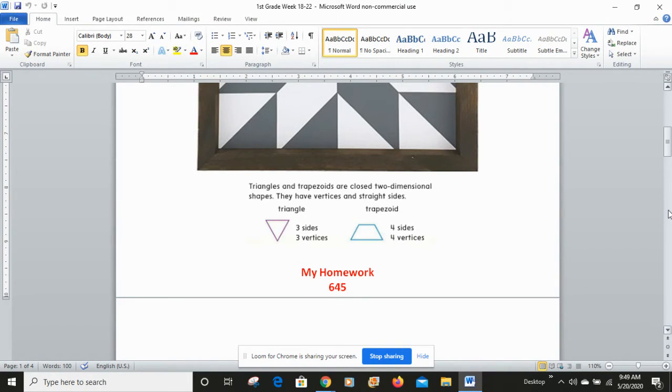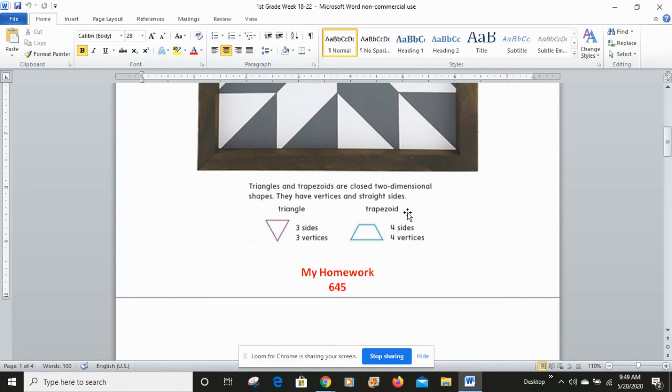Both are closed 2-dimensional shapes. They have vertices and straight sides. Now on the squares and rectangles, we said that those had 4 sides and 4 vertices. The triangle has 3 sides and 3 corners or vertices. So you can see 1 corner, 2 corners, 3 corners. 1 side, 2 sides, 3 sides.